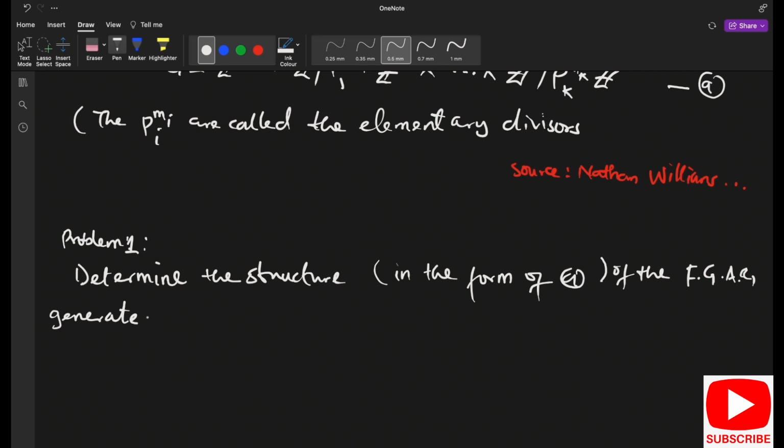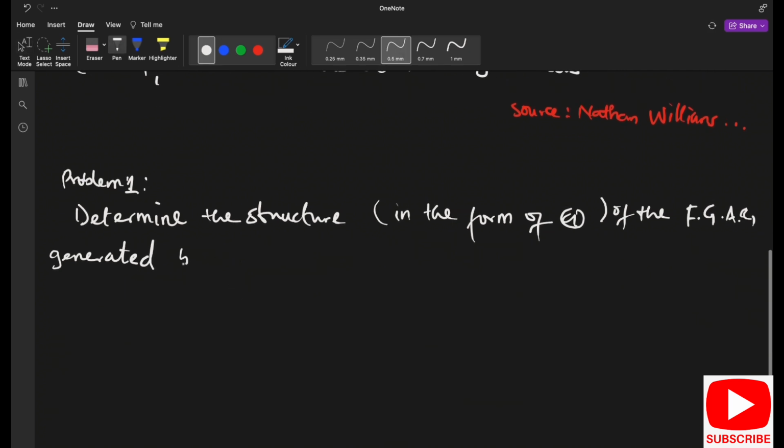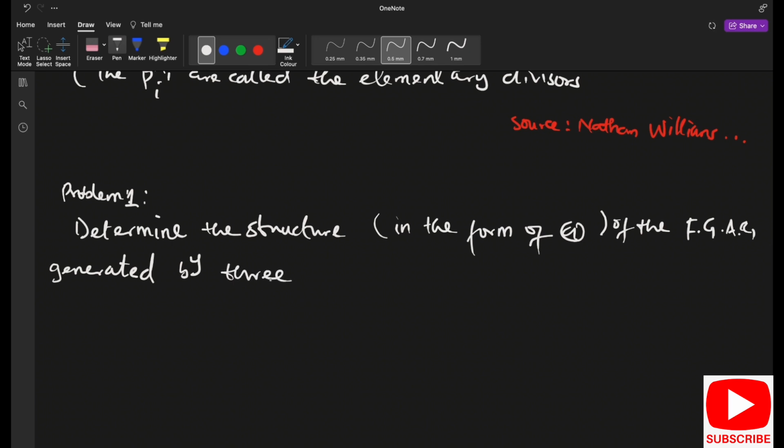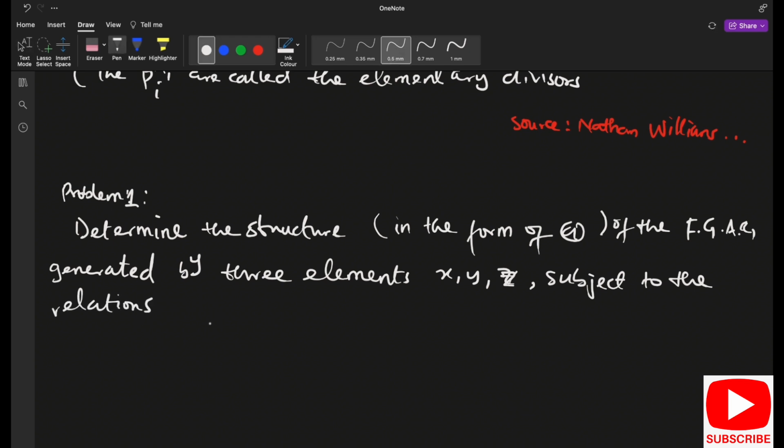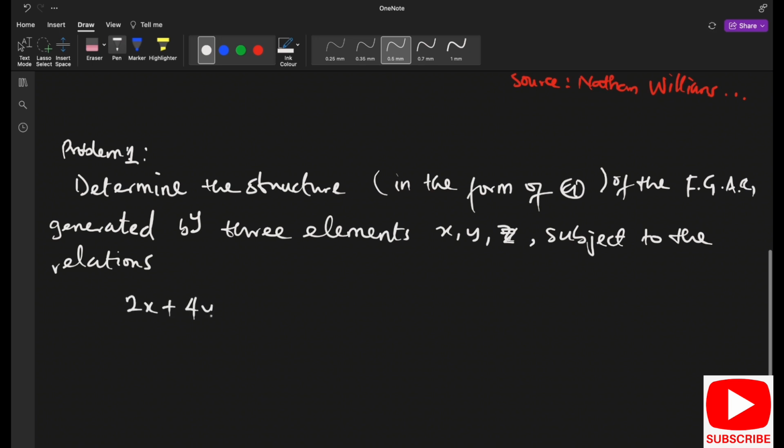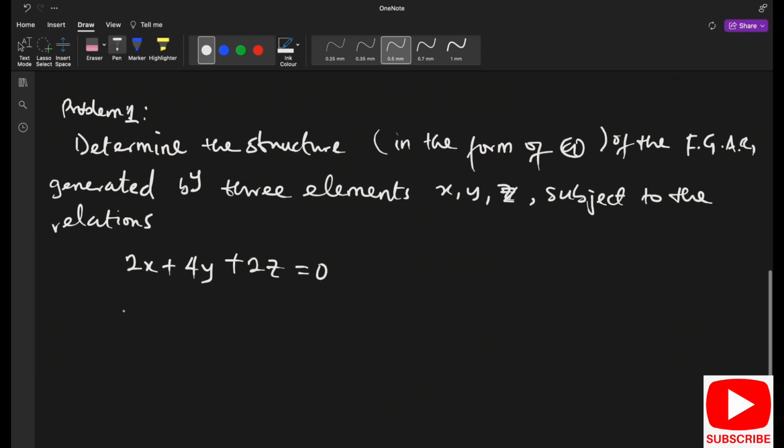Generated by three elements x, y, z, subject to the relations 2x plus 4y plus 2z equals 0, 12x plus 6y plus 4z equals 0, 8x plus 3y plus 3z equals 0.